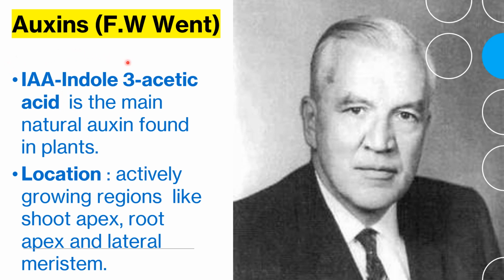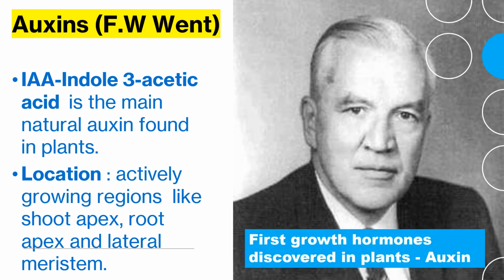The term auxin was first coined by F.W. Wendt in 1928 from the Greek word auxein, which means to grow. It is the first growth hormone discovered in plants. Auxins are powerful growth stimulants and are quite effective at extremely low concentration.